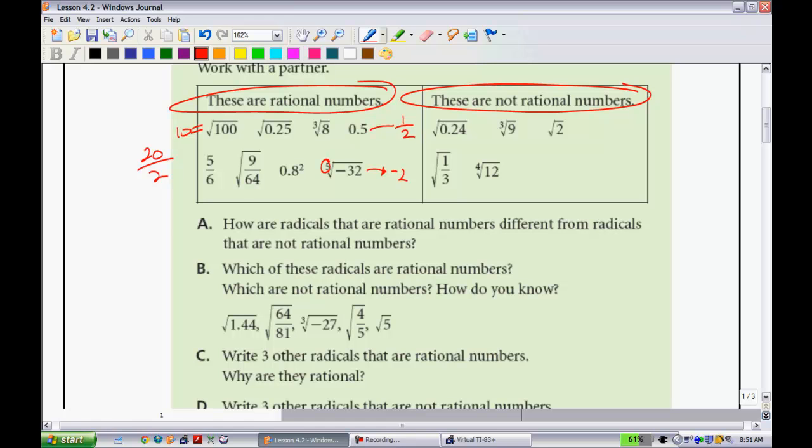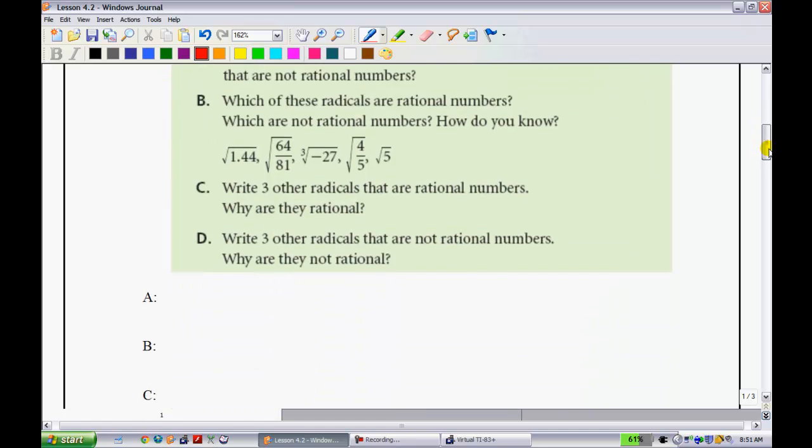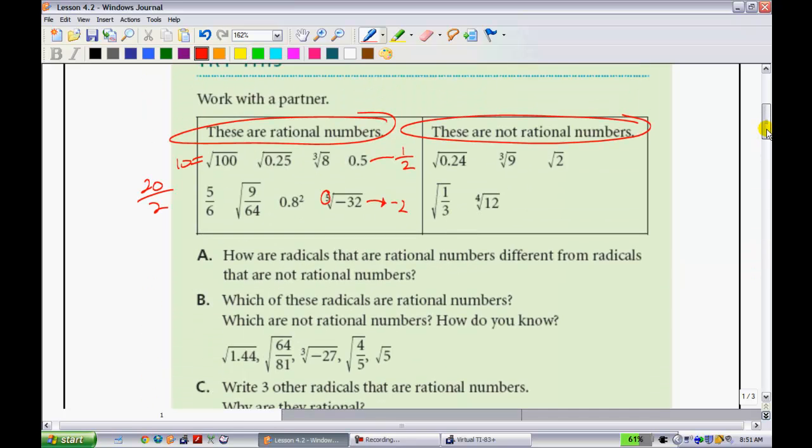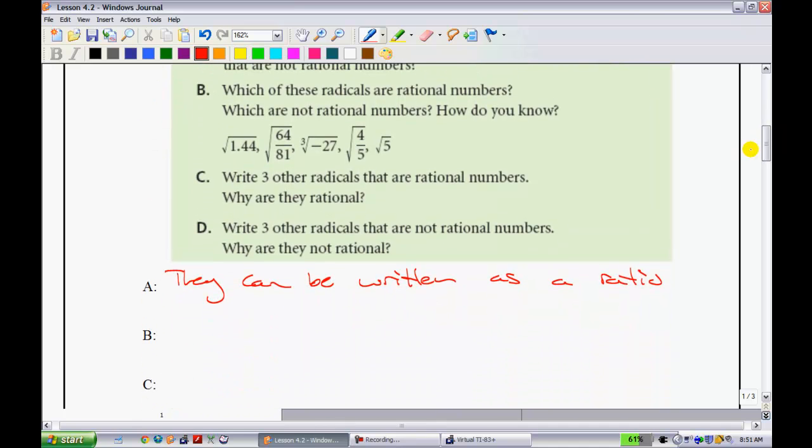Well, we basically just talked about that. So my answer for A here is going to be simply that they can be written as a ratio or as a fraction. Okay, all those ones on the left-hand side up here. Let's take a look at B.